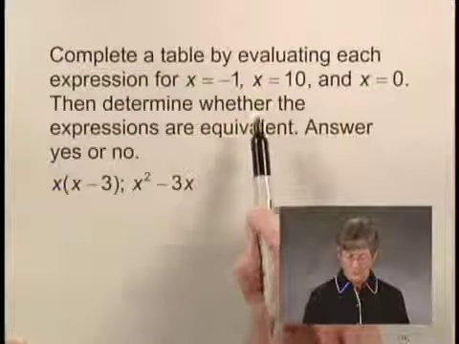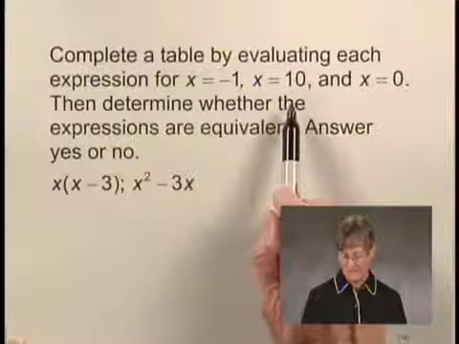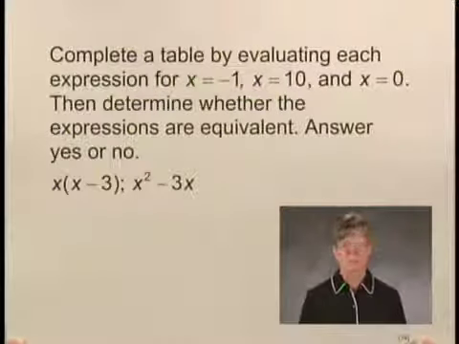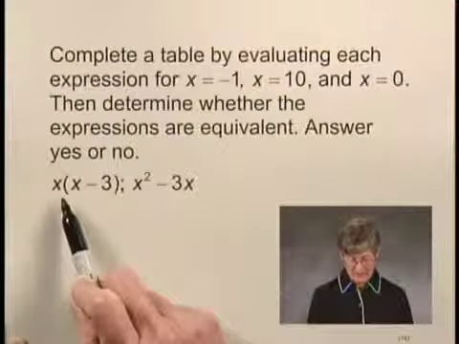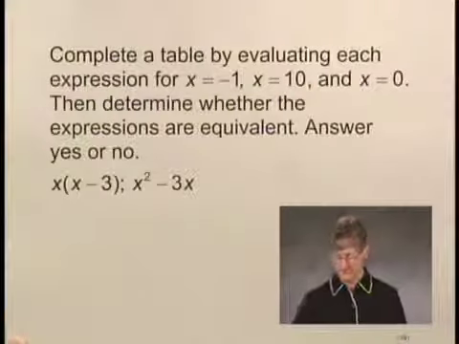We're going to consider two algebraic expressions and determine if they're equivalent. We will complete a table by evaluating each expression for x equals -1, x equals 10, and x equals 0. And then we'll determine whether the expressions are equivalent, answering yes or no. And the expressions that we're looking at are x times the quantity x minus 3 and x squared minus 3x.